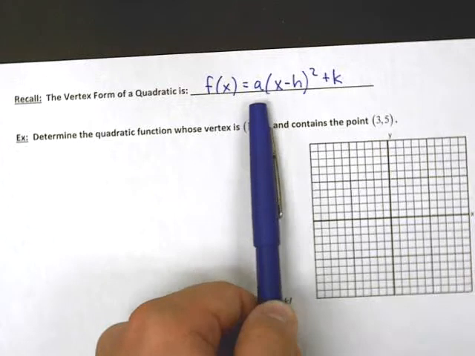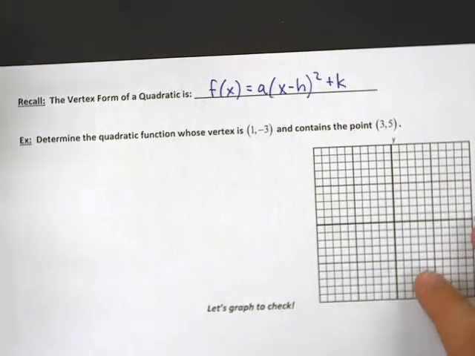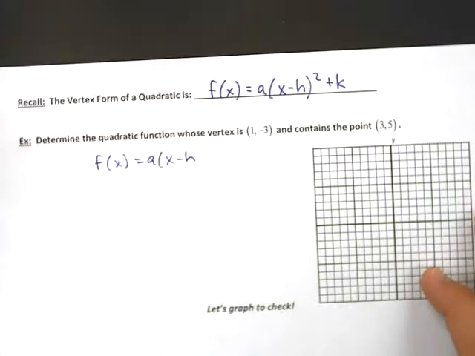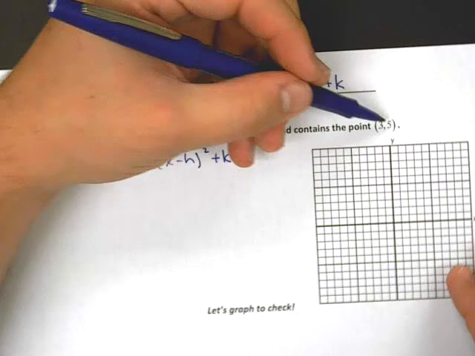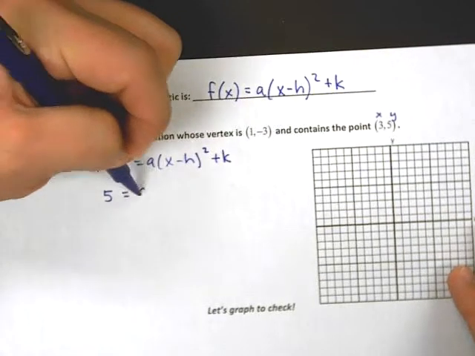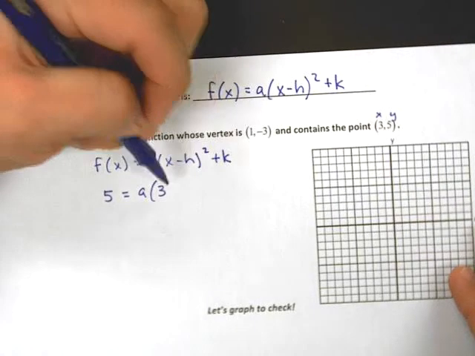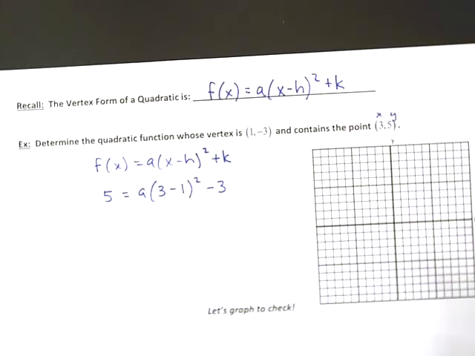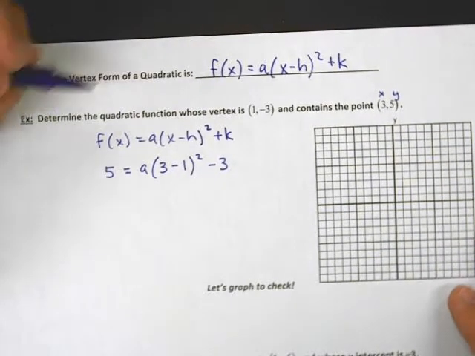We don't know right now if a is 1 or 0.5 or 100, right? We have to solve for this. So it's really as simple as rewriting your form, and then plugging absolutely everything in. I know that this point is 3, 5. This is x and y. I know I don't know a. I know x is 3. I know my h value is 1. And I know k is -3. So really, it's very simple. You just plug everything in and you start solving for a.